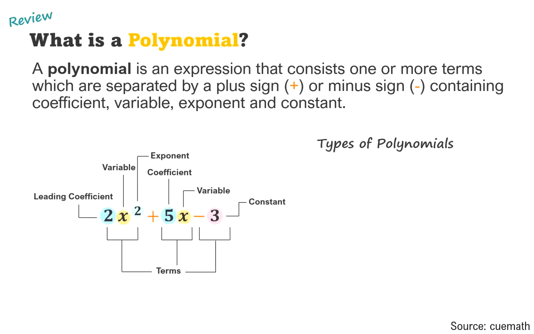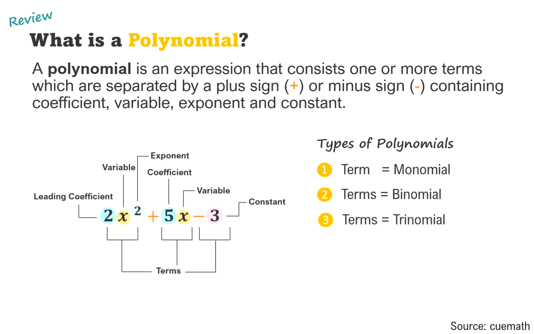There are other types of polynomial. So, kapag isa lang yung term, we call this monomial. Kapag dalawa yung terms, we call this binomial. Kapag tatlo yung terms, we call this trinomial. At kapag apat, 4 or more terms, we call this multinomial. So, yung iba ang tawag ay polynomial kapag 4 or more terms na yung given. So, this is what we call polynomial.